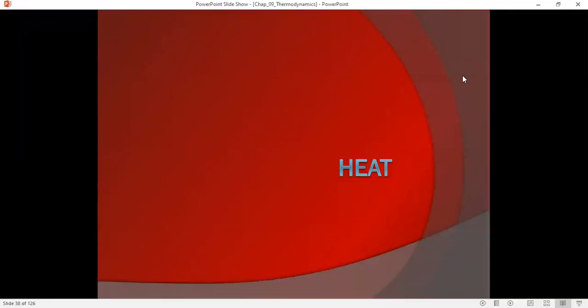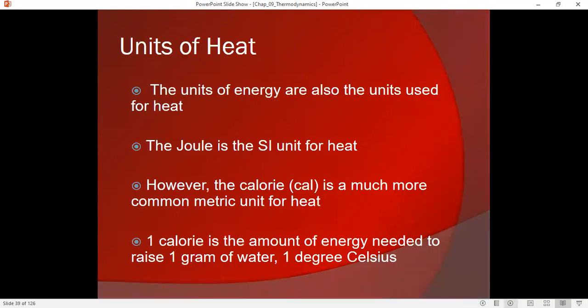Okay, so we're continuing our chapter on temperature and heat. We're looking at heat in this particular case, what exactly heat is. And of course, heat is a form of energy. So basically, the units that we use for it, if we're using SI units, are going to be the joule because that is the unit for energy.